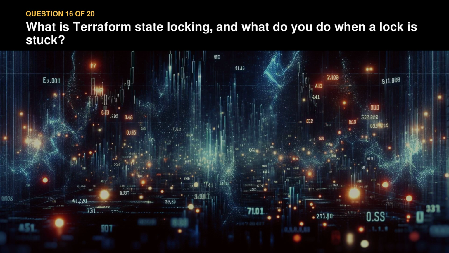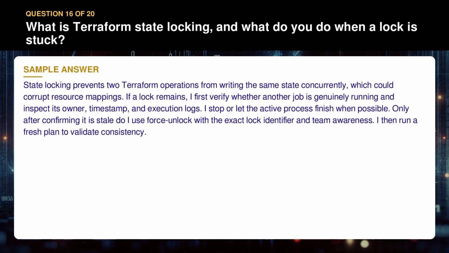Question 16. What is Terraform state locking, and what do you do when a lock is stuck? State locking prevents two Terraform operations from writing the same state concurrently, which could corrupt resource mappings. If a lock remains, I first verify whether another job is genuinely running and inspect its owner, timestamp, and execution logs. I stop or let the active process finish when possible.